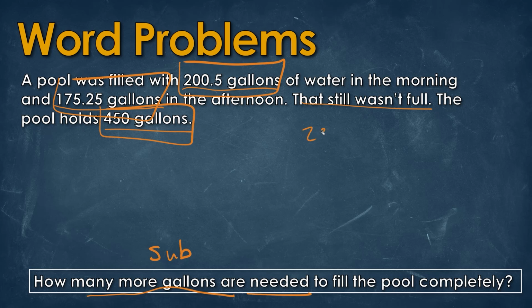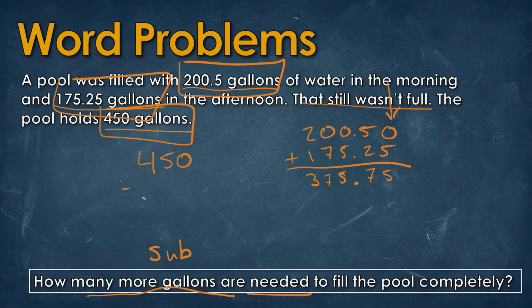So 200.5 plus 175.25. Adding those two numbers up, we're going to put a 0 here. And we always start on the right, so we'll have 5, 7, and then the decimal. We'll have 5, 7, and 3. Now we had a total of 450 gallons, and now we're going to need to subtract 375.75. Now again, we're going to put a decimal here, and we can add two zeros to make it easy for us.